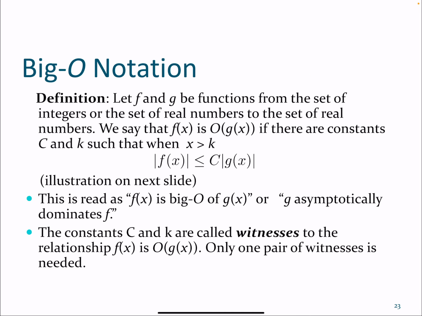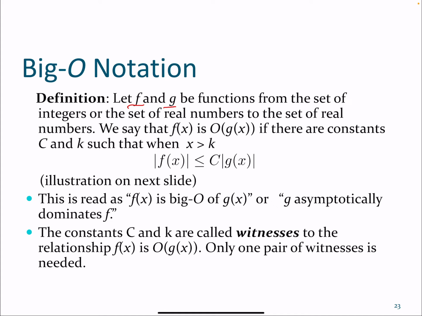In order to determine the growth of a function, we will introduce some notation. The first one is called big O notation. Given two functions f and g from the set of integers or the set of real numbers to the set of real numbers. So f and g are functions mapping from either integers to real numbers or real numbers to real numbers. These are very common functions.